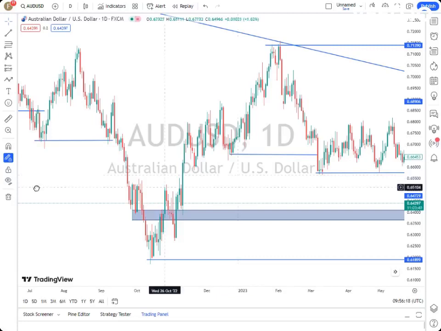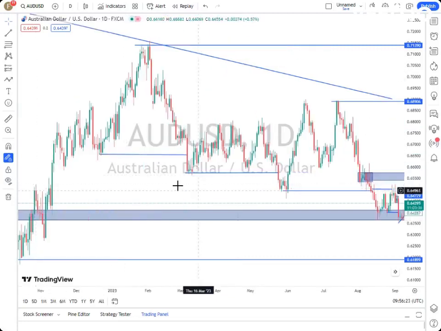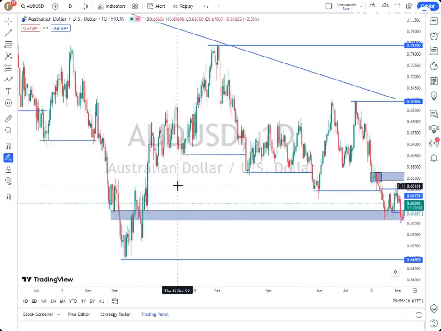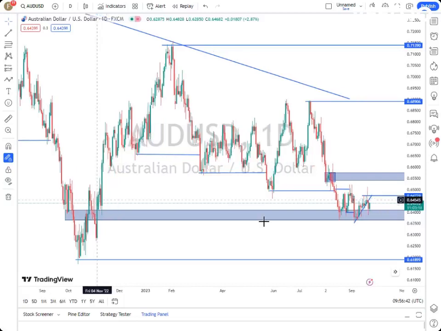And we can see that right now, after some months, price came back into the same point where price just formed that head and shoulder pattern, the same point.